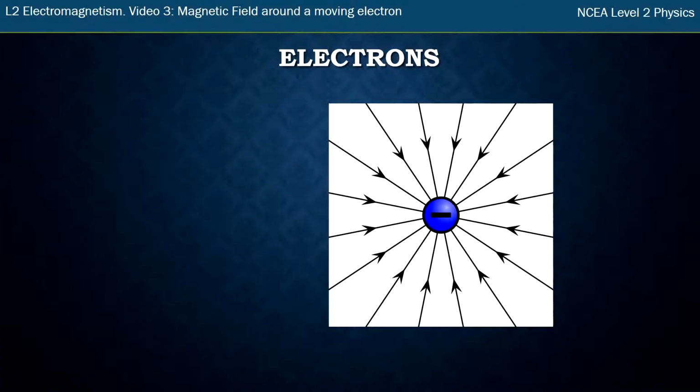In the third video of the Electromagnetism series, we're going to look at the magnetic field around a moving electron. So you already know that we have an electron, and there's an electric field around it. It points inwards because an electric field always points the way a positive test charge would go if I dropped it. So if I dropped a positive test charge anywhere, it would be attracted towards the negative electron. That's why the arrows go in. So this is an electric field.